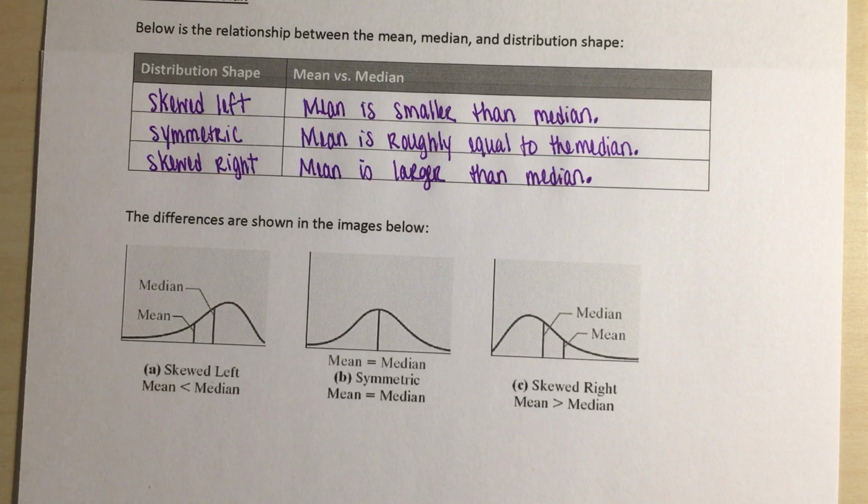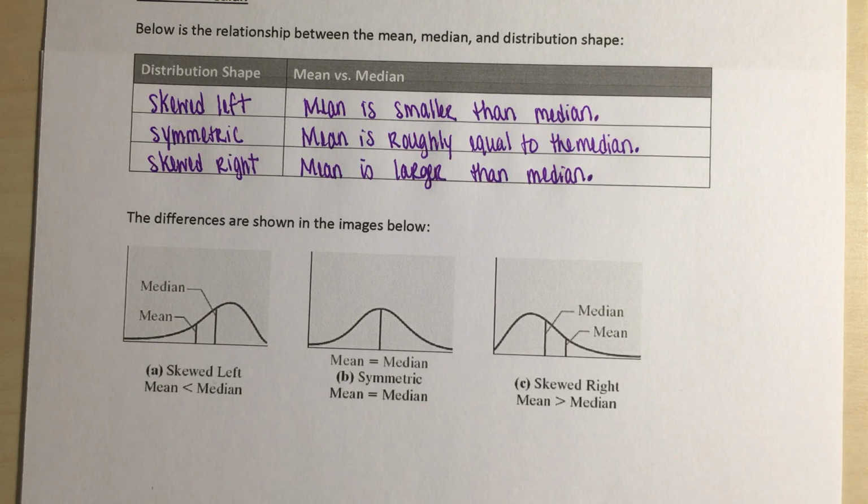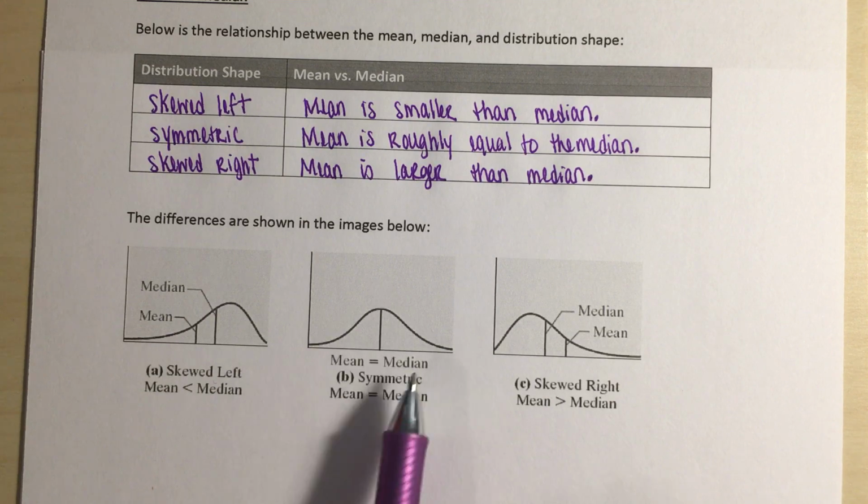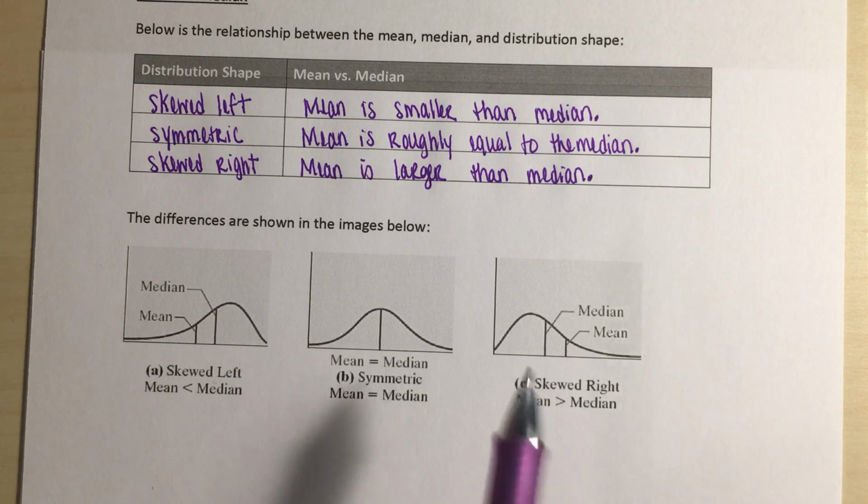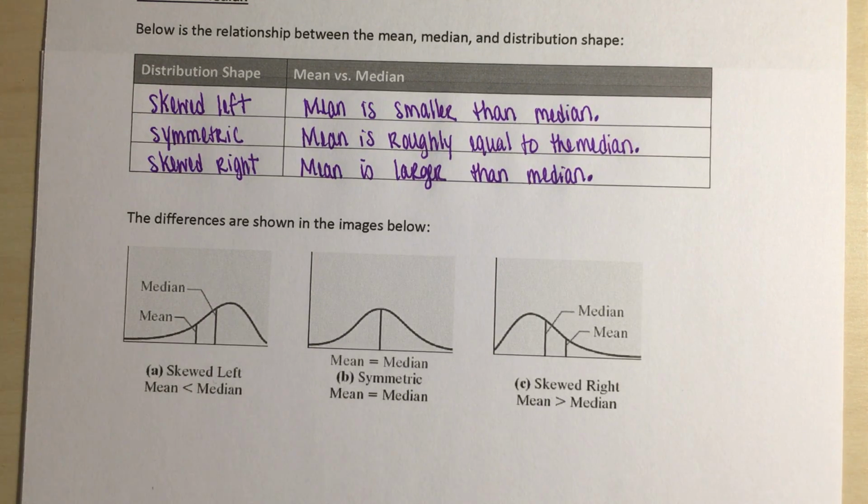And then what we have at the bottom of this page are just some illustrations that show these three different scenarios. So in our first scenario, we are skewed left. Our mean is less than our median. In this next image, we see a roughly symmetric distribution. Our mean is equal to our median, so it's right in the middle of our curve. And then in this case, we're skewed right, and our mean is much larger than our median.